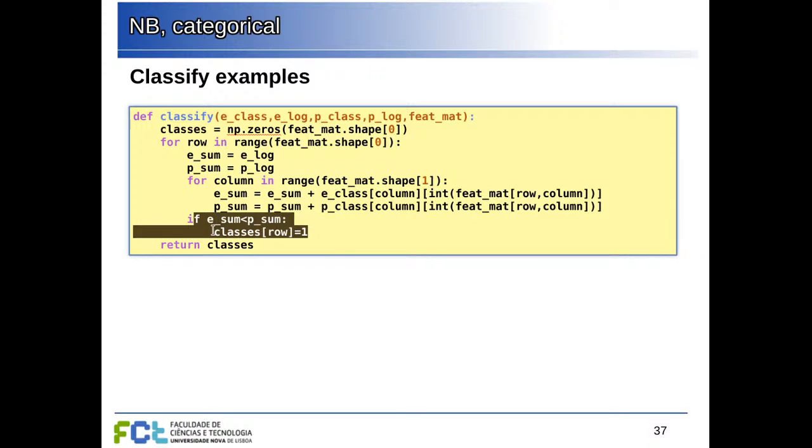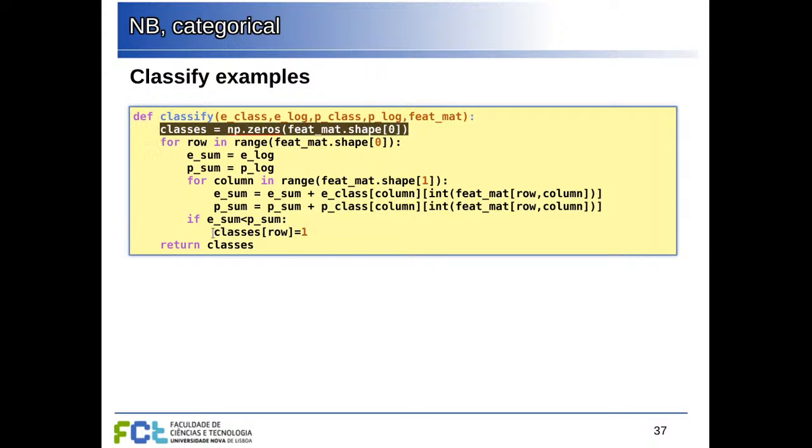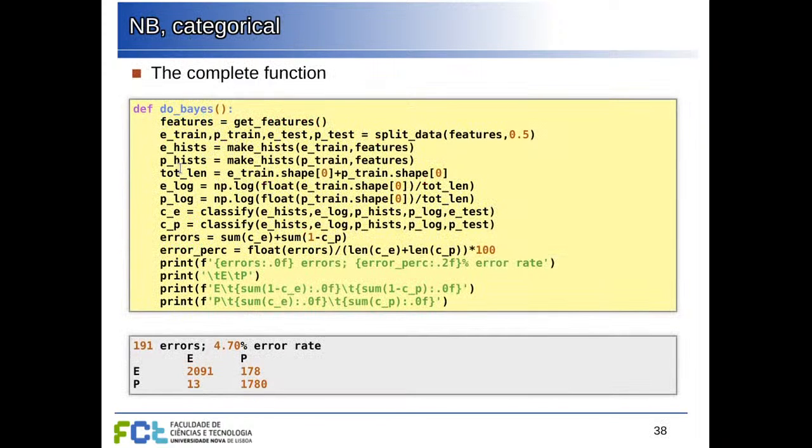If we end up with a larger sum for the poisonous mushrooms, so if poisonous is a larger total, then we classify this mushroom as poisonous. Since we started with the classes at 0, if this condition is not met, that is, if edible is larger, then we retain the classification of 0, which is an edible mushroom. So basically, this is the implementation for naive Bayes. We add up these logarithms of the probabilities for all the classes, and we pick the one that has the largest value.